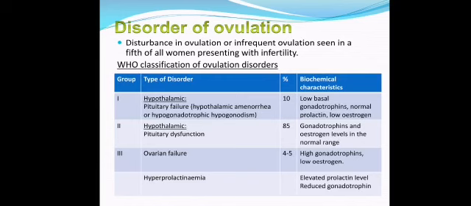The second group includes hypothalamic pituitary dysfunction. Maximum cause of anovulation in a female would come under this category. The biochemical presentation would be that gonadotropin and estrogen levels usually are normal. The third category is the ovarian failure category, in which the gonadotropin level would be high and the estrogen level would be low. There is a fourth category which can fairly cause anovulation, that is hyperprolactinemia. The elevated prolactin level would be there on investigation and there would be a reduced gonadotropin level.